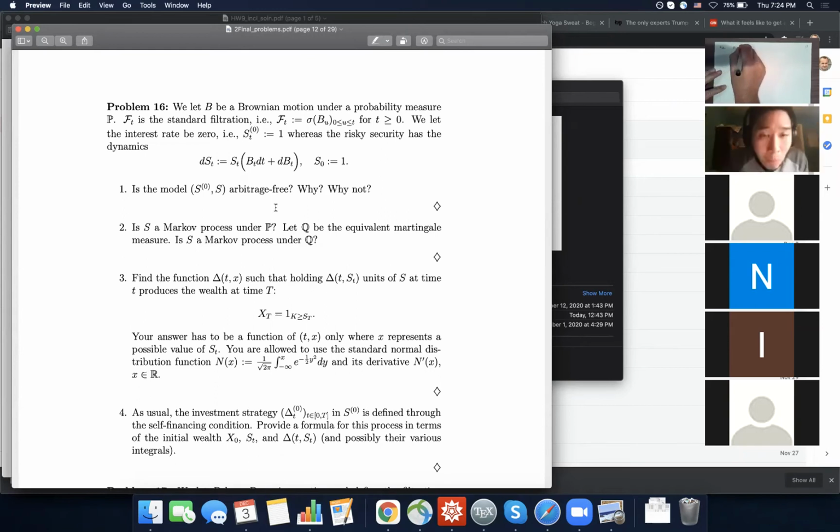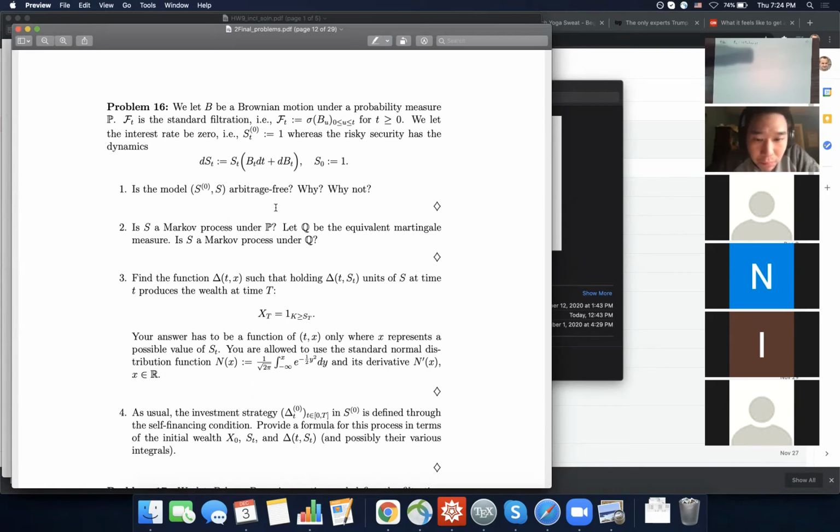I'm just going to copy some of it on the paper. So the filtration is generated by one Brownian motion. You take a stock that has that form. Question is, is it arbitrage free? Is it Markov? And then in question number 3, there's a question about how do you price a payoff that gives you $1 if the stock price is not too big? How do you construct a replicating portfolio for that claim?